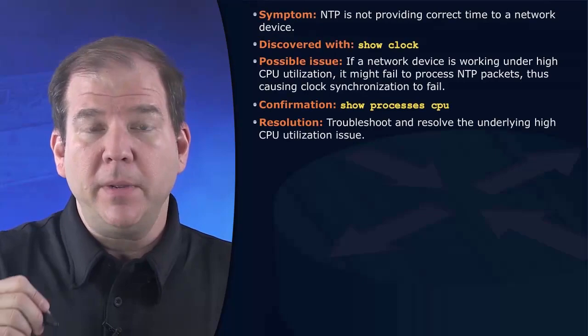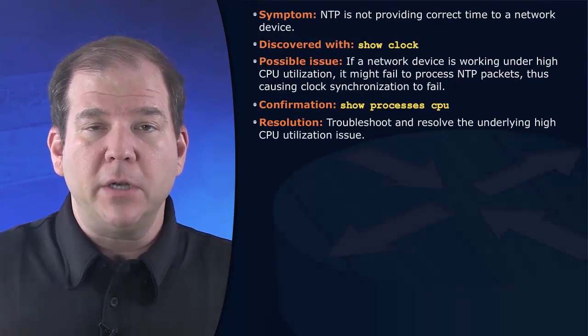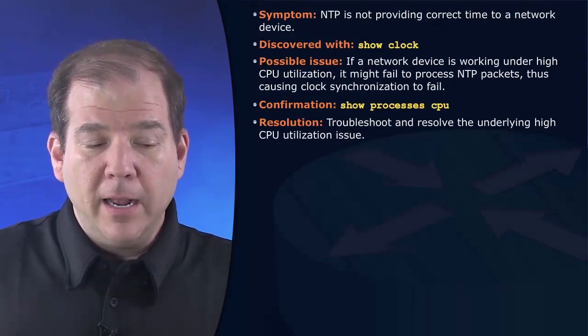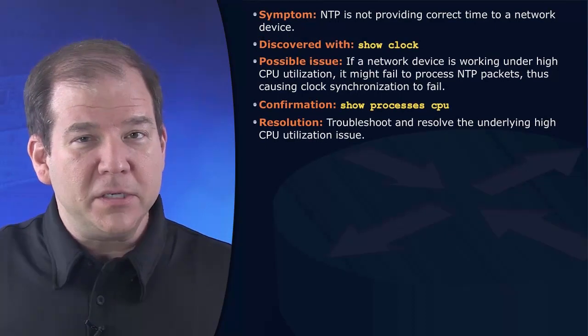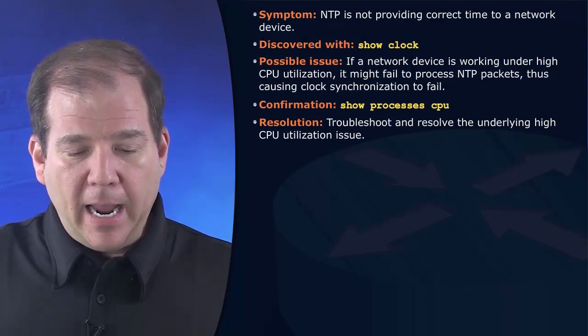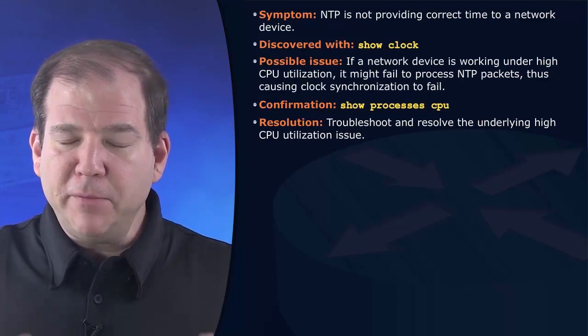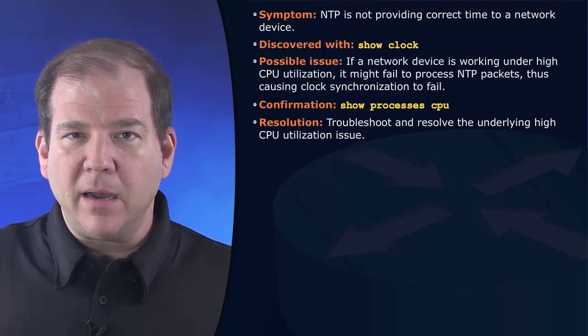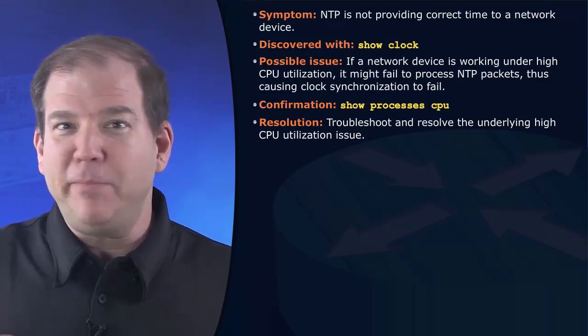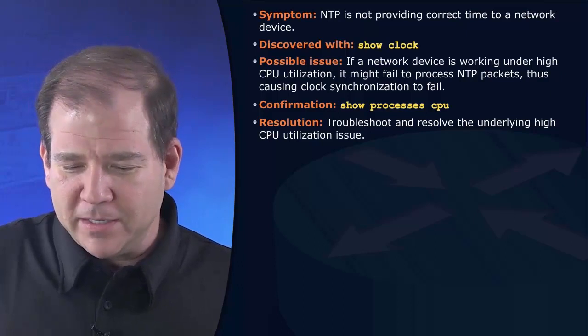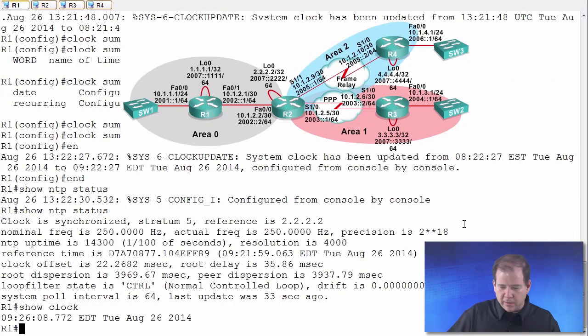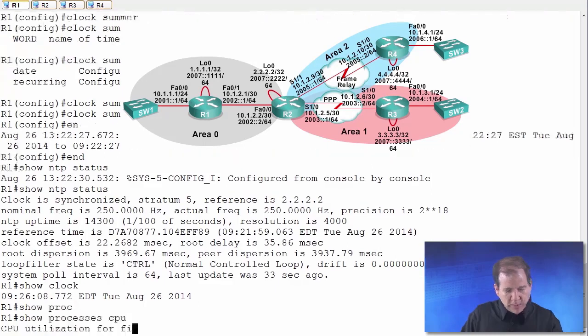Another issue could be that the CPU utilization of our router is too high. The router has many different processes running at any one time, and under heavy CPU load, it simply might not have time to do all of its NTP chores. Here's how we can tell if our CPU is running particularly high. Again, we probably want to use some baseline information to see, is this a good number, is this a bad number? But let's do a show processes CPU command.